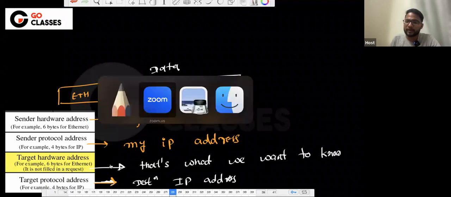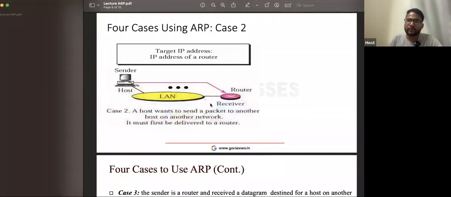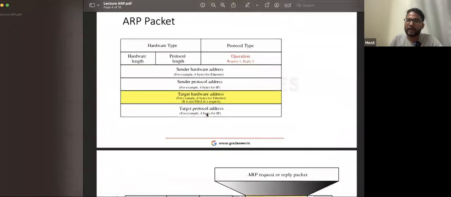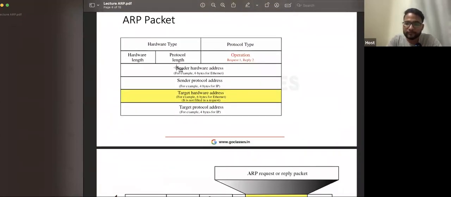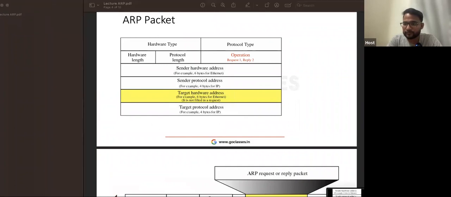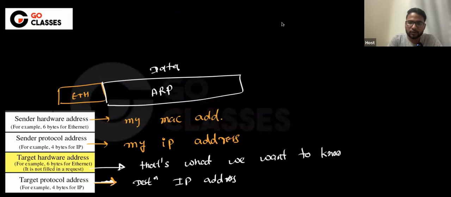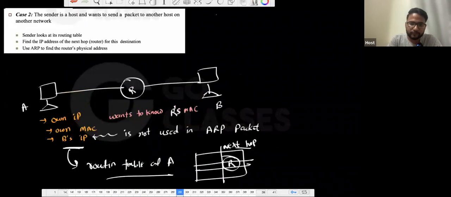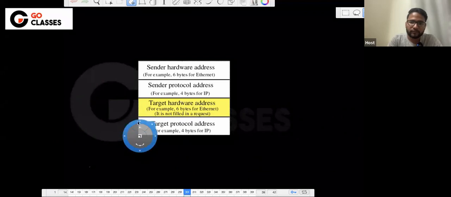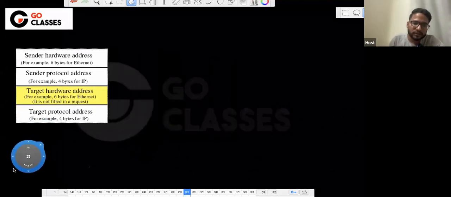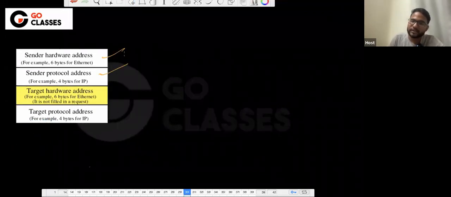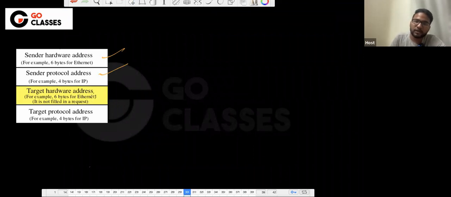See, in the ARP packet, mainly I have these 4 fields, right? Mainly I have these 4 fields. So suppose you want to send something. Now this is sender, things are clear, right? Sender things are very easy. It's my own IP address, own MAC address. Now target IP address will be filled in, and target MAC address will be just blank.